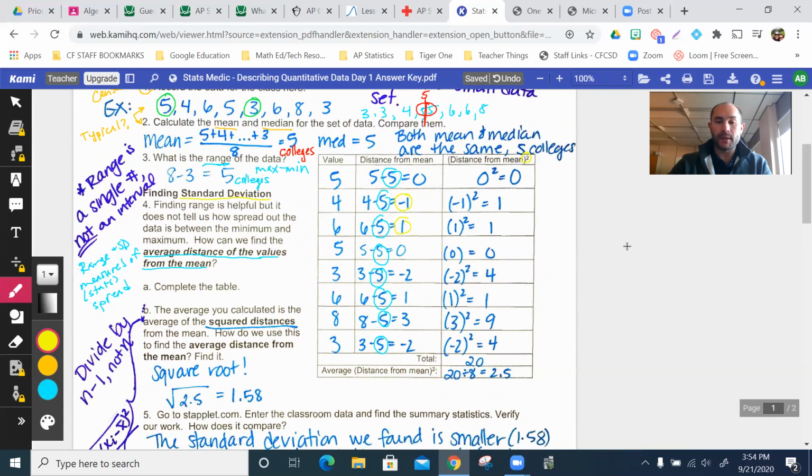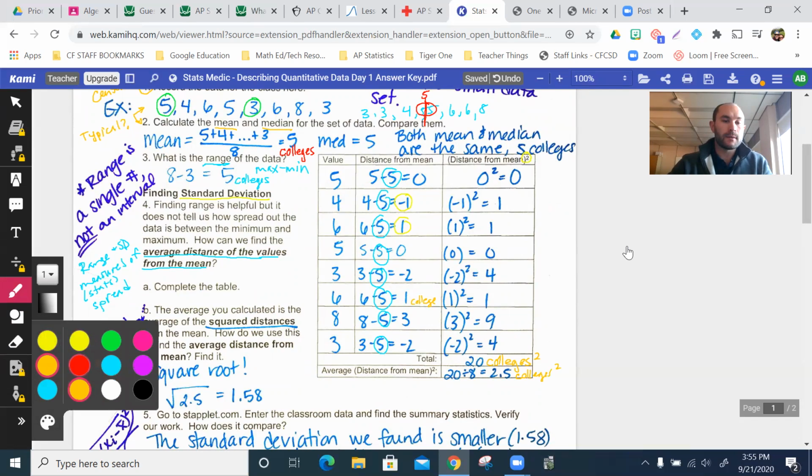So we add all of these together and we get 20. And I'm going to put on here that this is actually in terms of square units. So this would be colleges squared because we've squared all these distances. Whereas this right here is 1 college from average, and 6 is 1 college from average. So it's in square units. So we find the average of all of these squared distances, and that's 2.5 squared colleges. This number is called the variance.